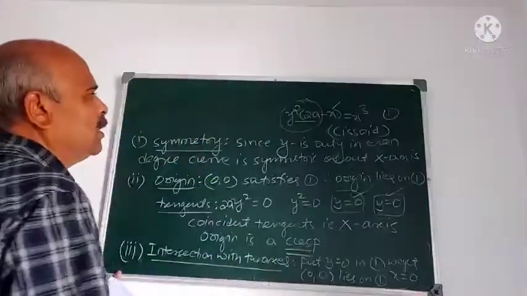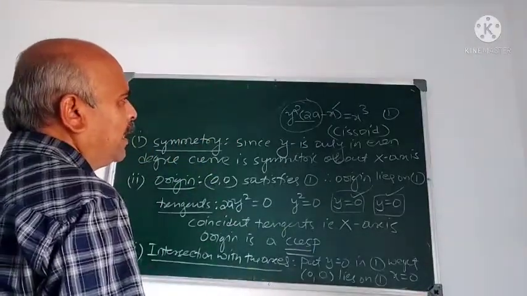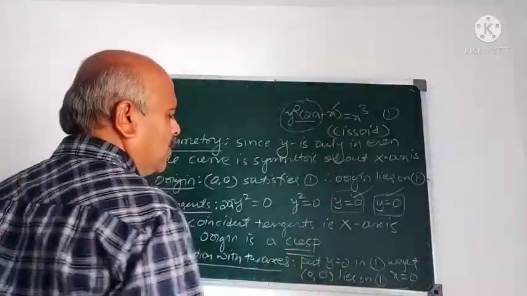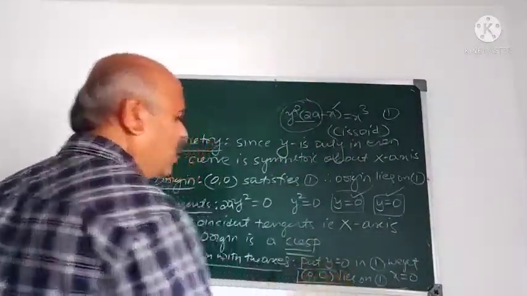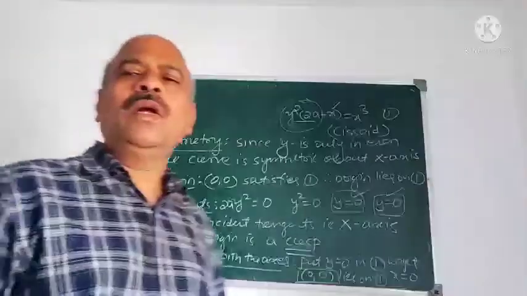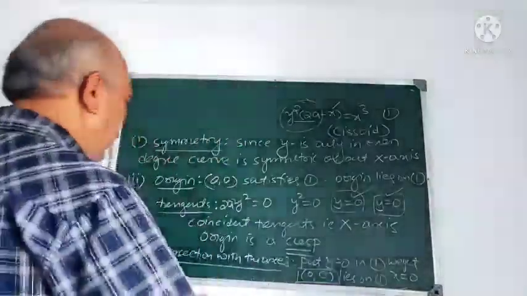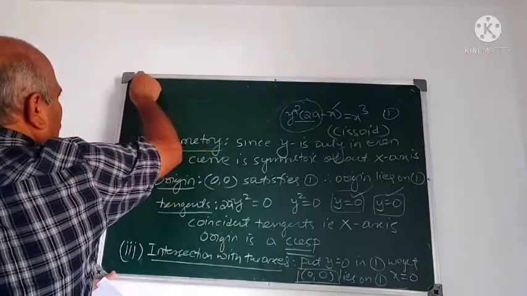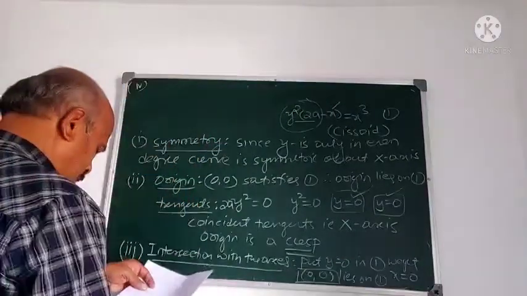Second, we substitute x is 0. x is 0 gives again y is 0. Therefore (0, 0) is the only point of intersection of the curve and the coordinate axis. (0, 0) is the only point of intersection. Fourth one, asymptotes.